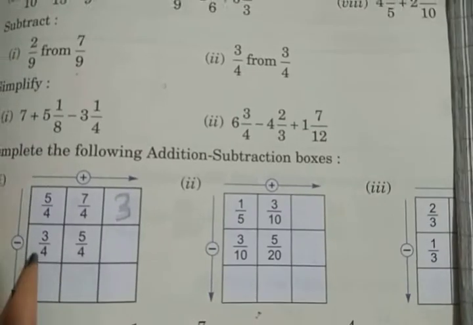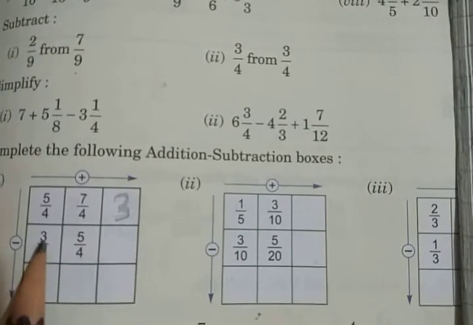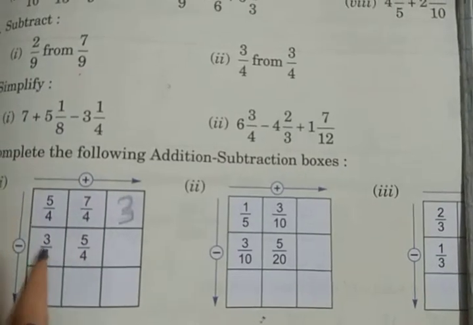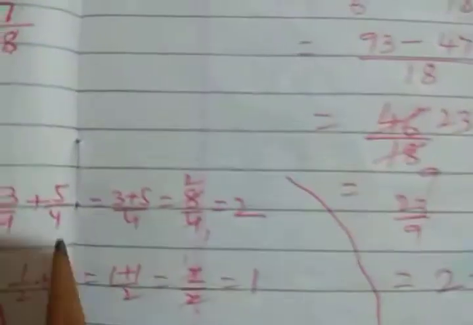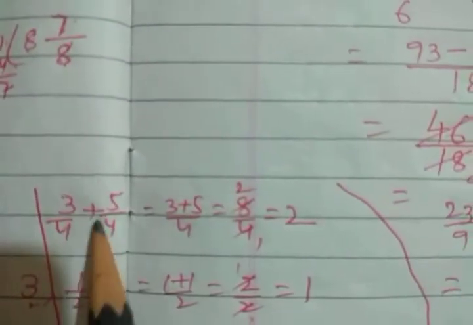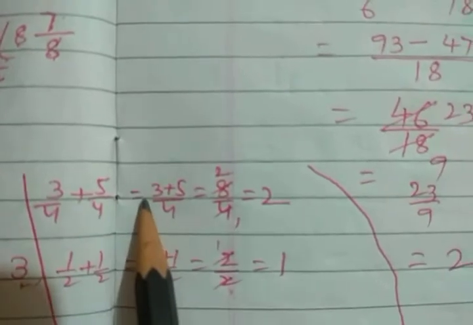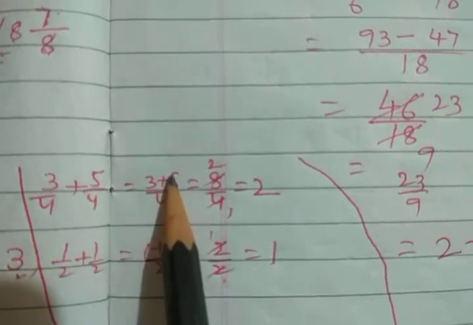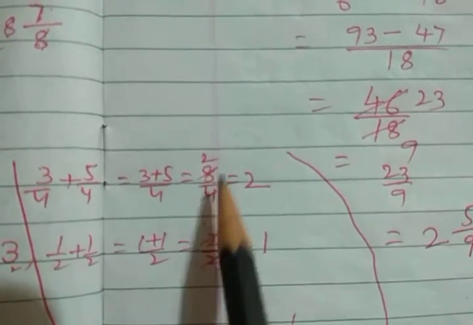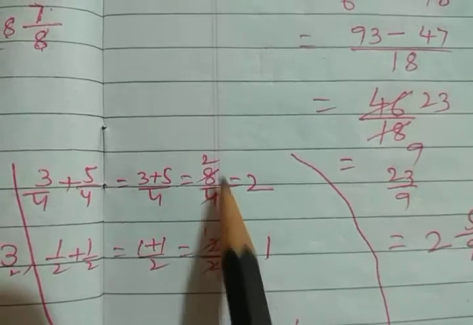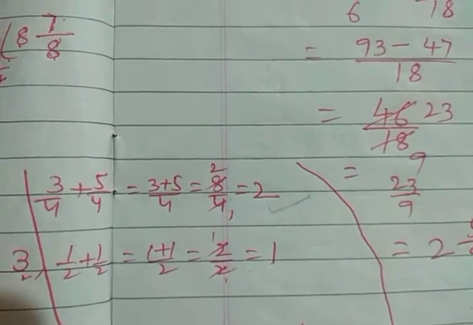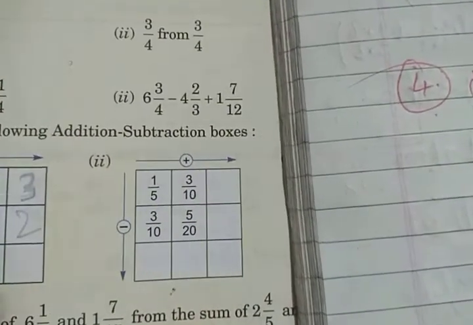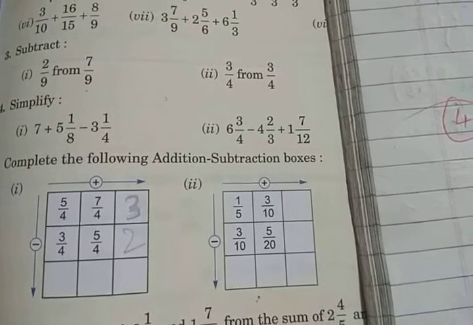Now second box, 3 by 4 plus 5 by 4. Look at here, 3 by 4 plus 5 by 4 is equal to, denominators are same, that's why 3 plus 5, 8, 8 by 4, cancellation, 4 1s are 4, 4 2s are 8. So there will be 2. Clear?